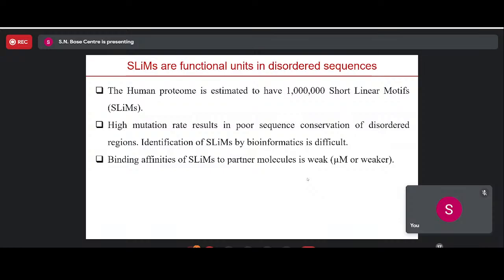Also, the binding affinity of these small motifs to the partner proteins is very weak, which means that if someone does a blind pull down assay, that is also not going to work.